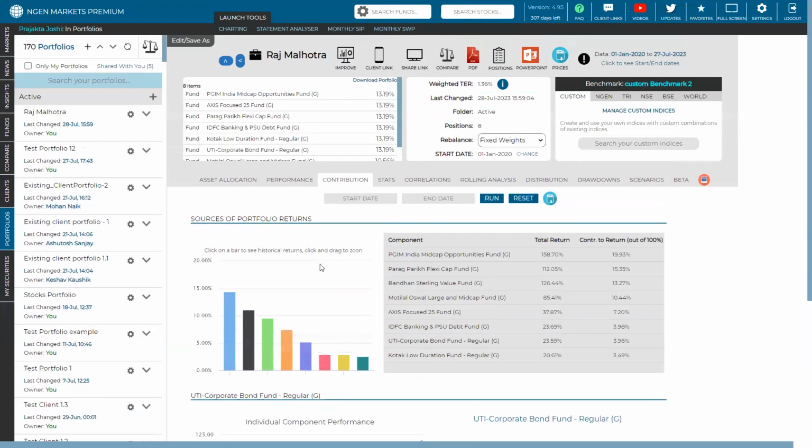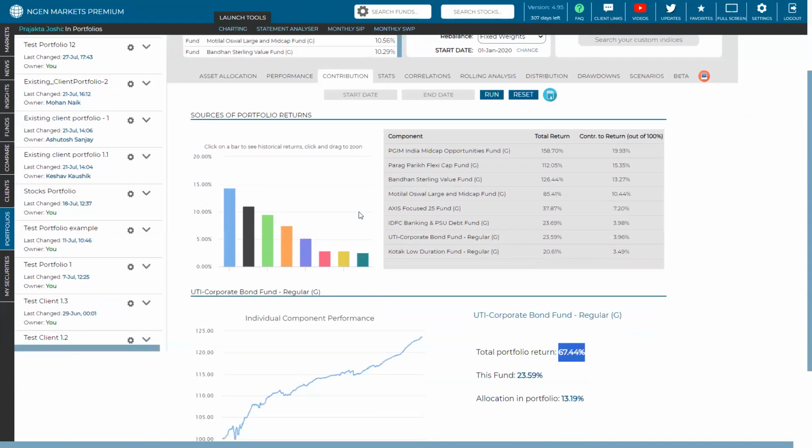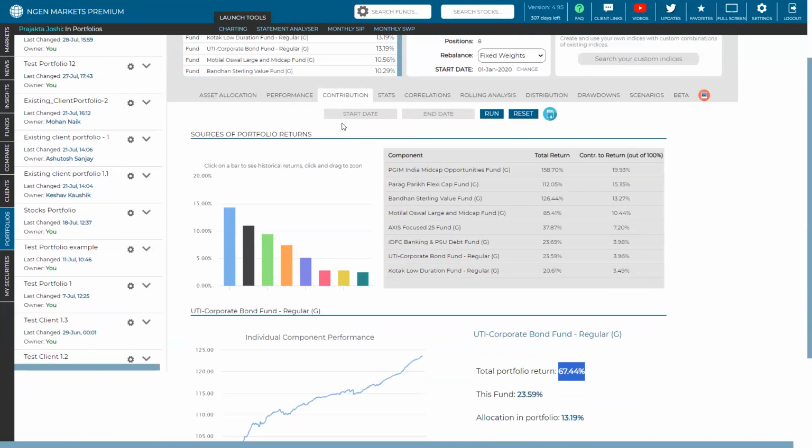Towards the end of the webinar, I'll also show how you can remove one particular fund, which is the lowest contributor to this portfolio, and actually replace that with a better fund and check the contribution analysis. So we'll keep that towards the end. We'll continue with the flow of the webinar right now. So that's the contribution analysis.